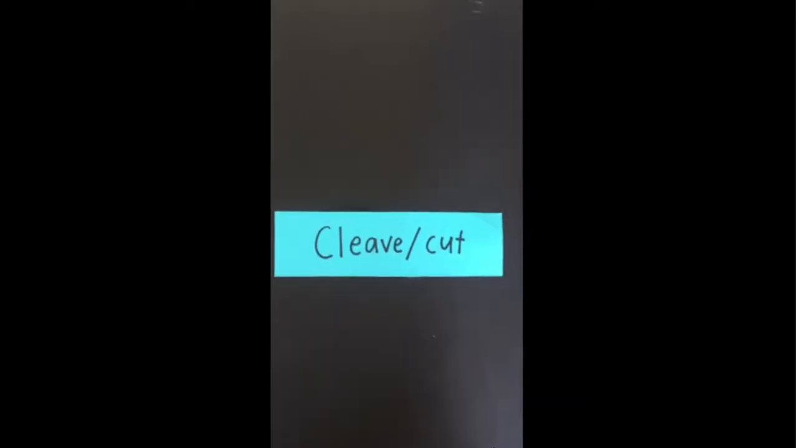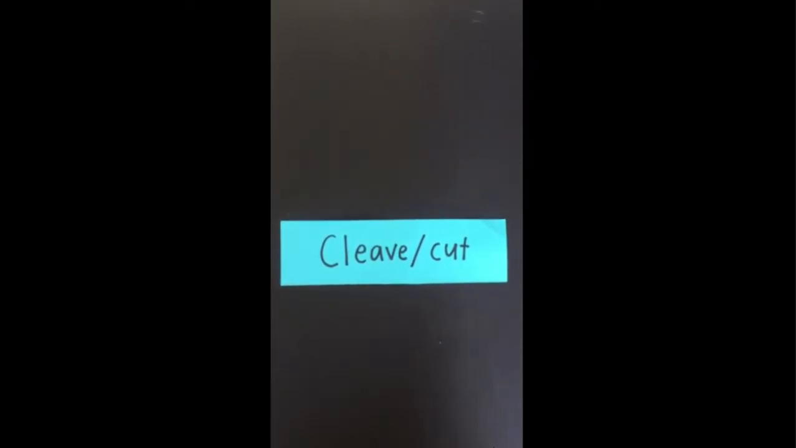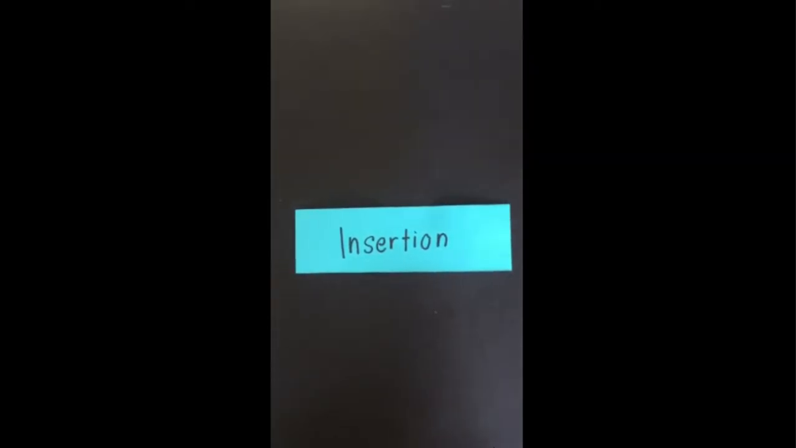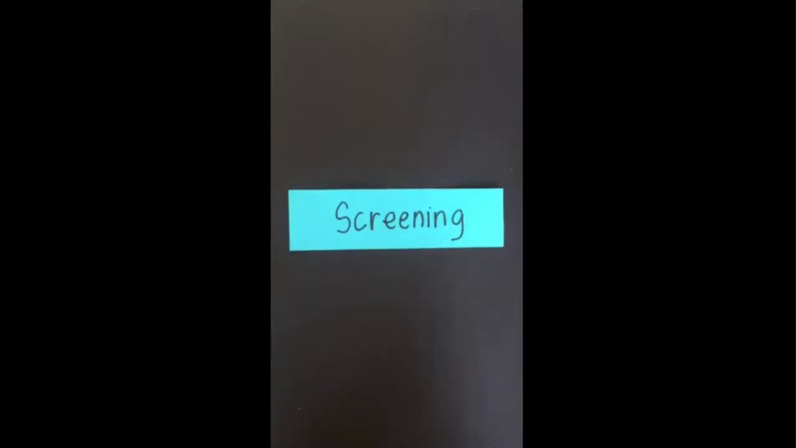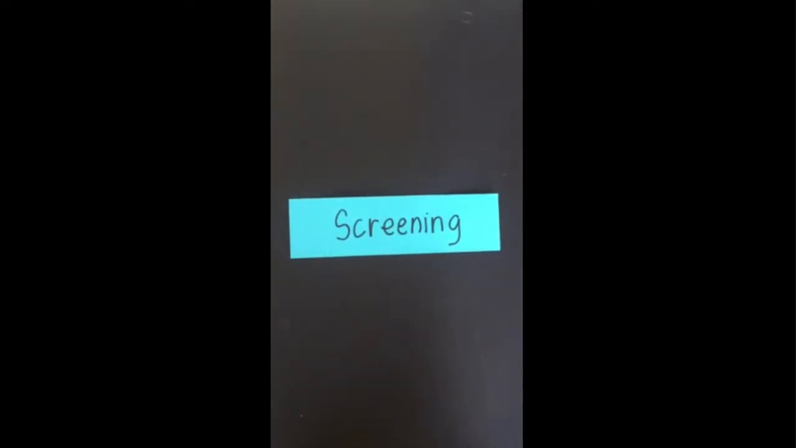Next are the steps in gene cloning. There are 5 steps in gene cloning. The first one is isolation of gene. The second one is cleave or cut. The third one is insertion. The fourth one is transformation and amplification. And last but not least, screening.